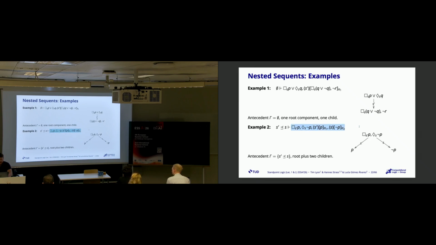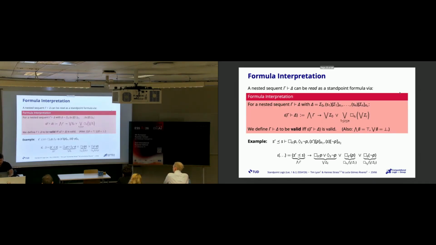So anyways, to continue this example, the root of the tree of depth 1 is this multi-set. We have an S prime child that ends at P, and an S child that ends at not P. So these are our nested sequents. And the question that comes next is, how do we interpret these nested sequents?